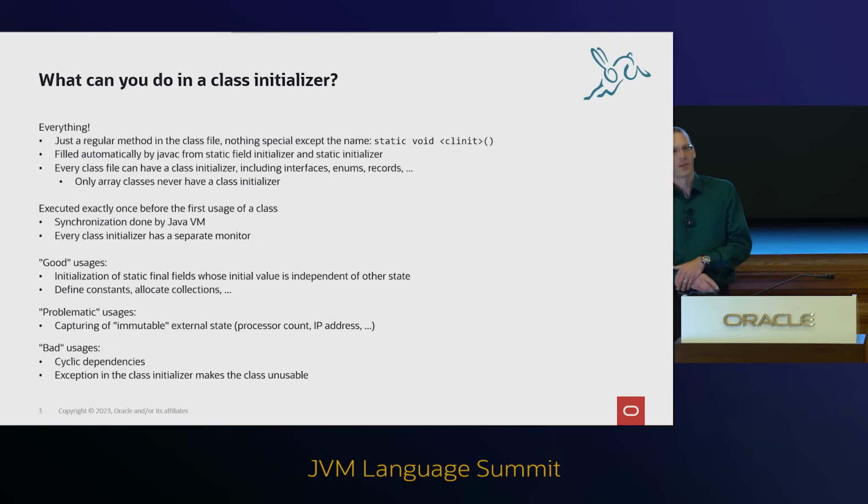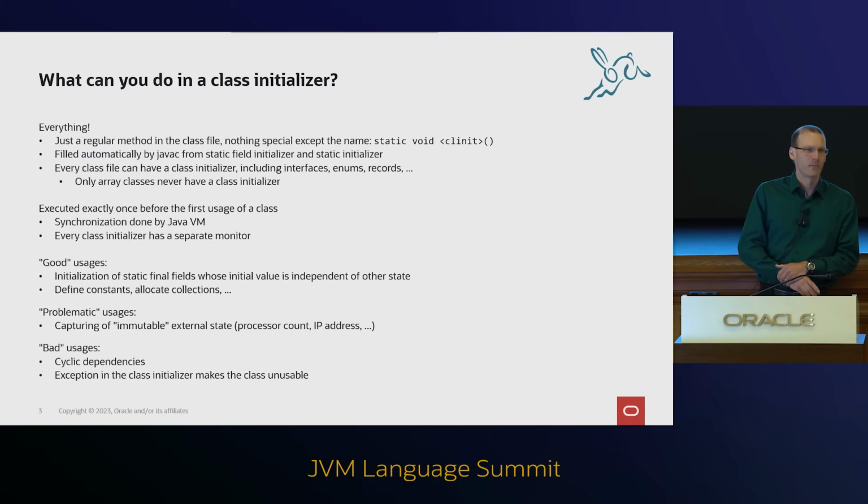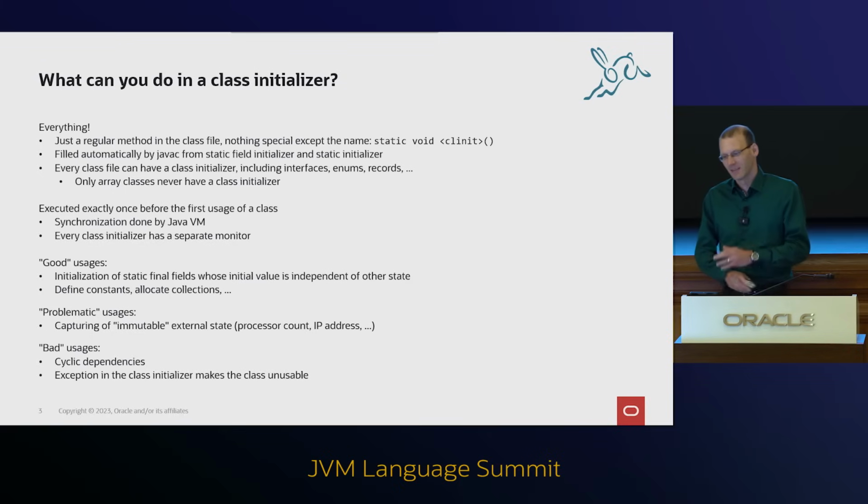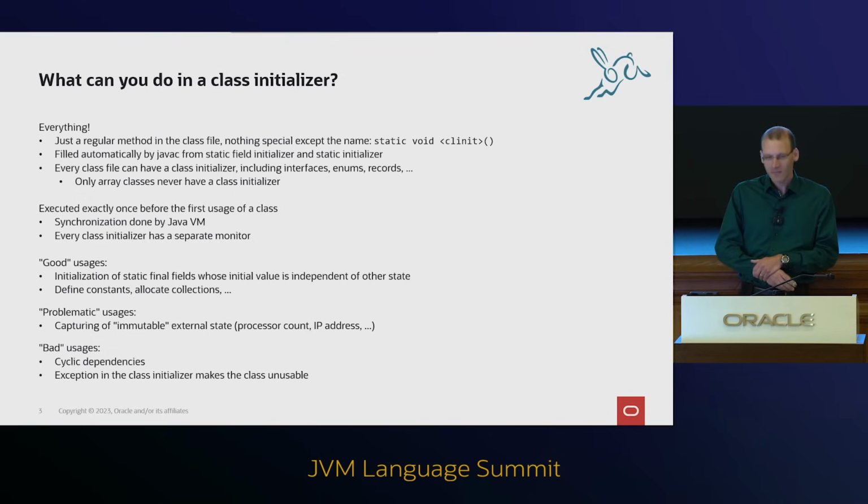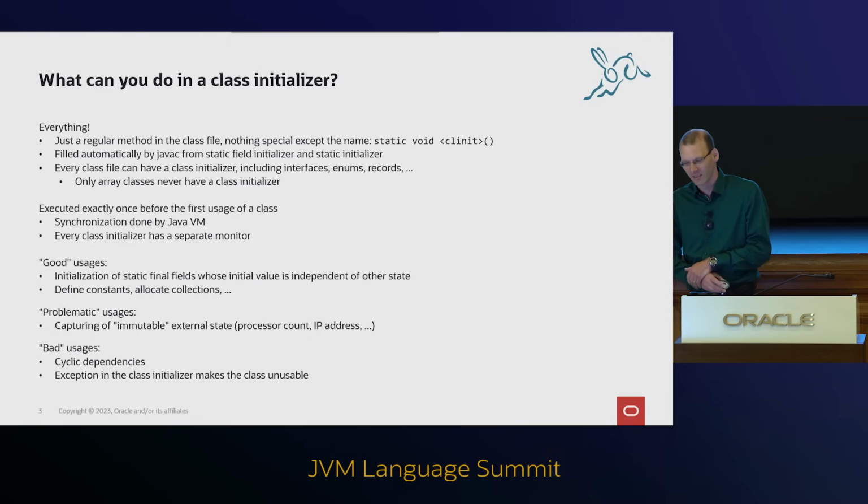You can initialize your immutable static state, and it's guaranteed to run only once. It's very easy to use, very good. But there are lots of problematic usages, and that's what I want to focus on. There's capturing of immutable state, where I put immutable in quotes, because you think it's immutable, but it's not, and the canonical example for that is processor count. And then there are lots of very bad usages, like cyclic dependencies and exceptions in the class initializer.